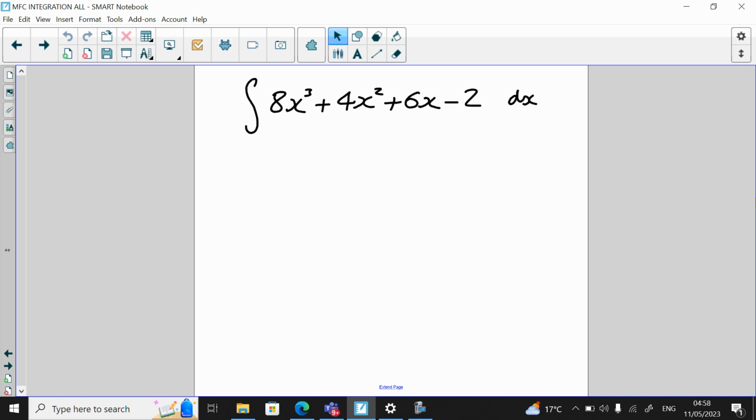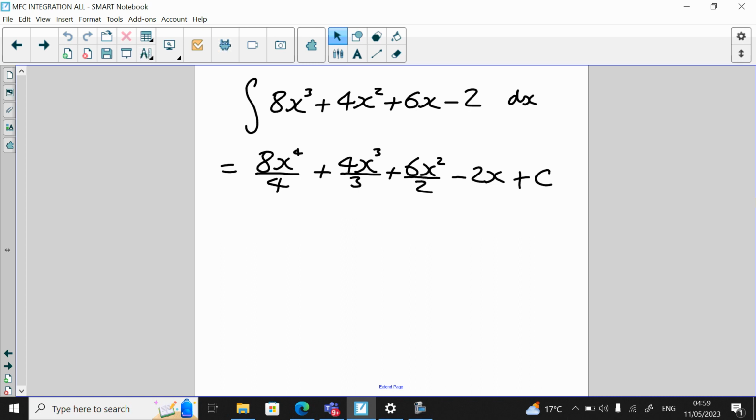Okay, we've got 4 terms here. They all look as if they're of the form ax to the n. Let's apply the rule here. Okay, first one, ax cubed. Add 1 to the power, divide by the new power. Let's move on. 4x squared, add 1 to the power, divide by the new power. Next one, 6x, that's really 6x to the 1, add 1 to the power, divide by the new power. -2, number on its own, stick x to it. That's it. Don't forget the plus c.